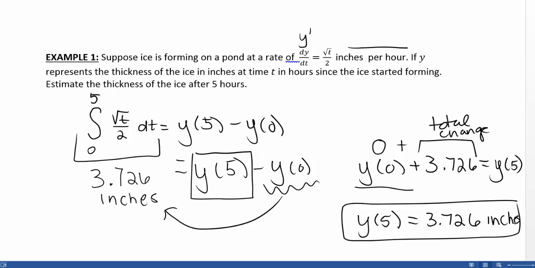So we're able to use initial data to help us understand the situation and to find exact values of the original function instead of just how much the original function changed. So let's look at an example where our initial amount is not 0.